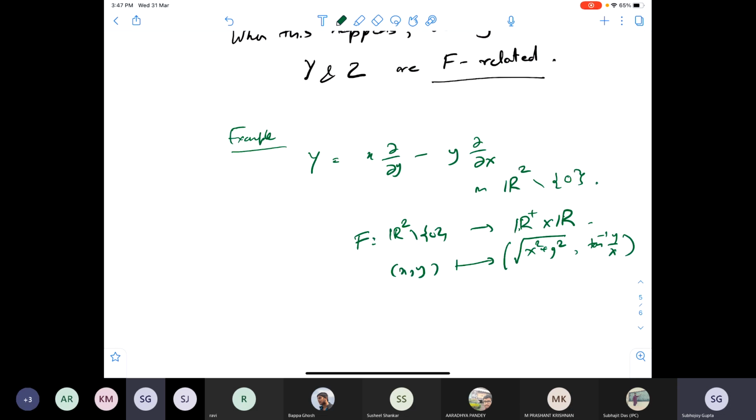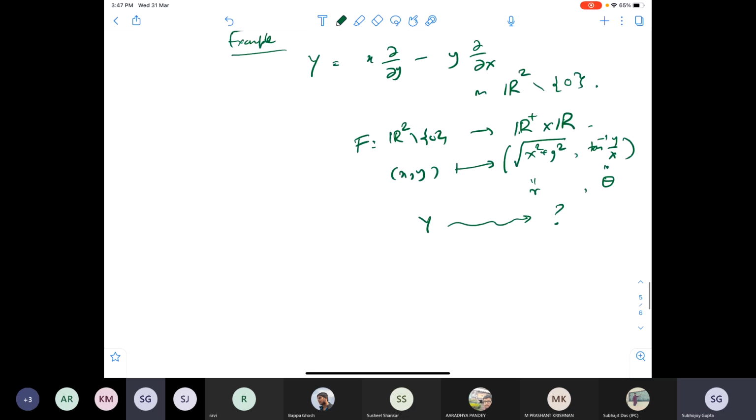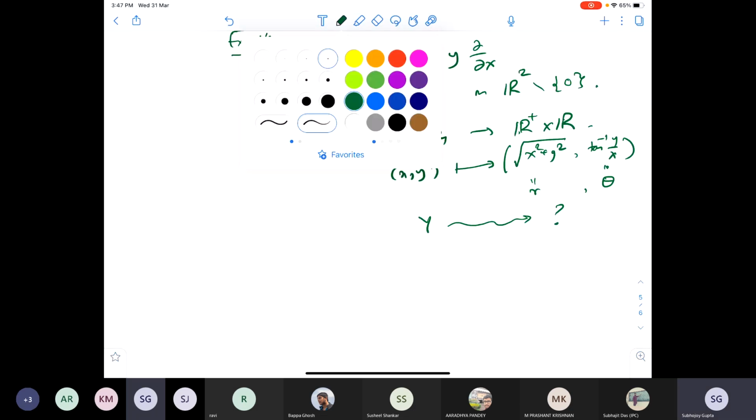You can call the coordinates here r and theta, and one can try to see where this vector field Y gets pushed forward to. You can write down the push forward vector field in terms of del r and del theta, and the coefficients are functions of theta. Anyway, this is something you can work out. Let me not try to do this here.